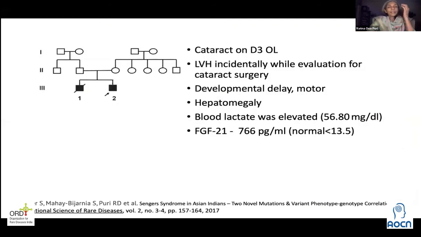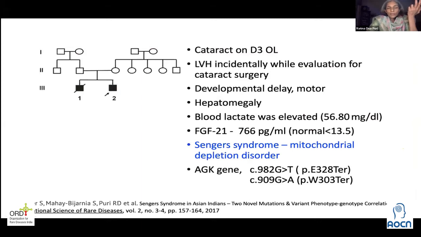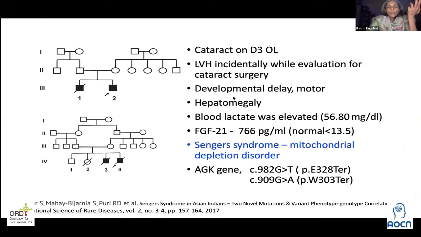Now this is again a pattern. If you've seen it once, you don't forget. These are two families who had cataract, global developmental delay, high lactate, and cardiomyopathy. So this is Sengers syndrome, and the triad of cataract with high lactate and cardiomyopathy gives away the diagnosis. It's a mitochondrial depletion syndrome because of a nuclear gene, and it's an autosomal recessive disorder.